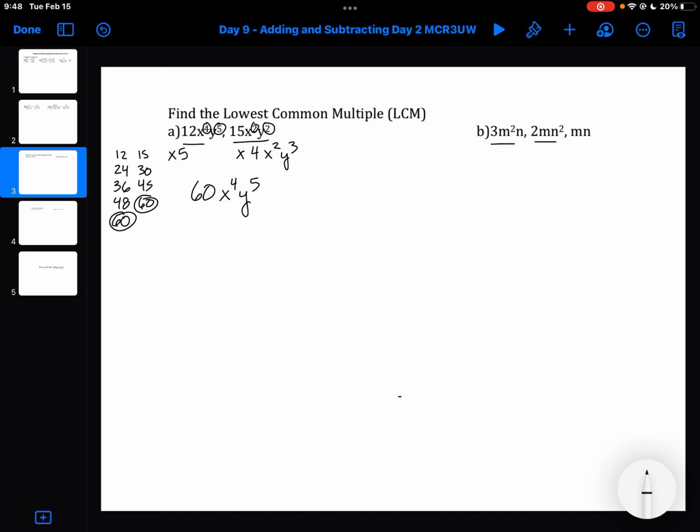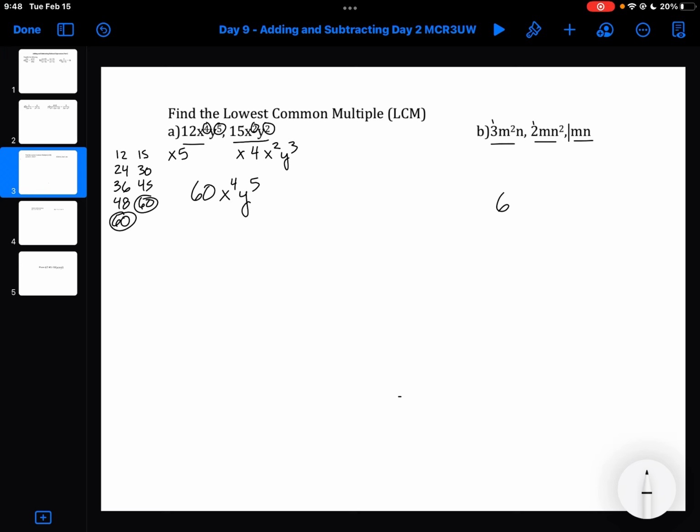Let's take a look at the second example. Here I've got 3 that I'm trying to compare. So I'm going to do the same thing. I'm going to look at the number first. I've got a 3, a 2, and a 1. The lowest common multiple between those numbers is 6.